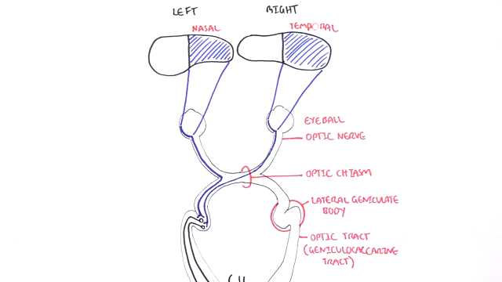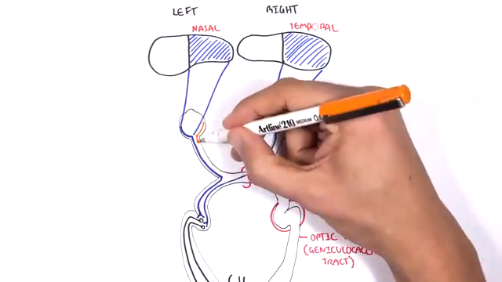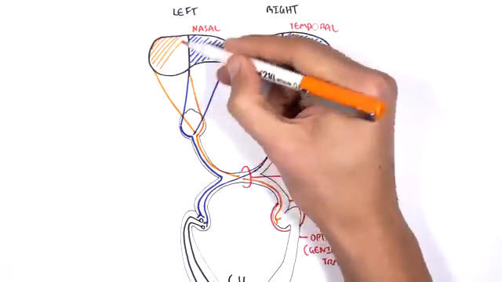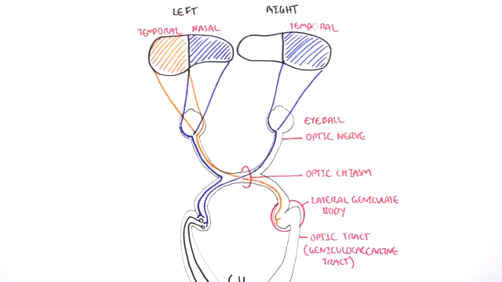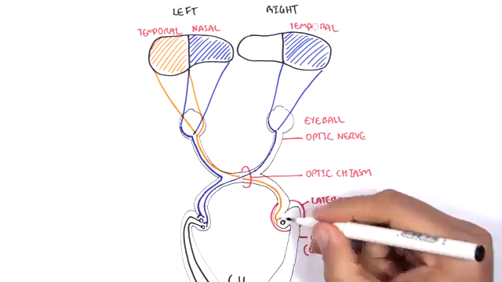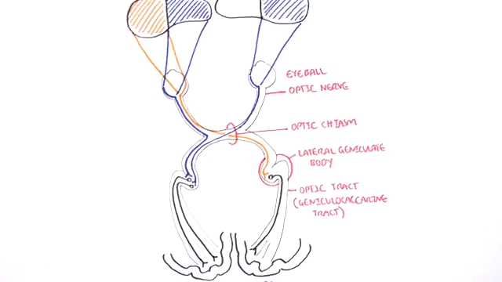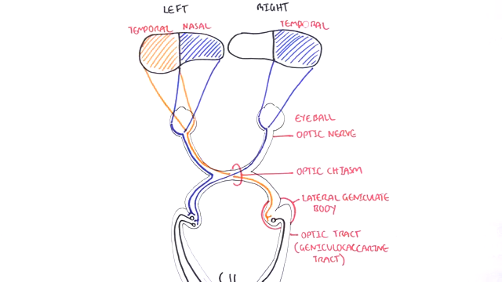This orange optic nerve on the left eyeball here will capture images from the left temporal visual field and cross over at the optic chiasm and synapse at the right lateral geniculate body, where it will relay the information to the optic tract, which then will bring it to the occipital lobe.